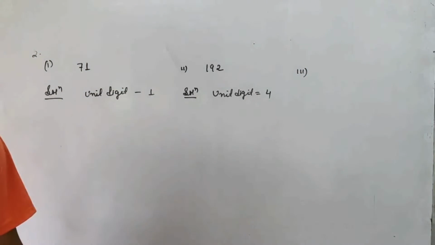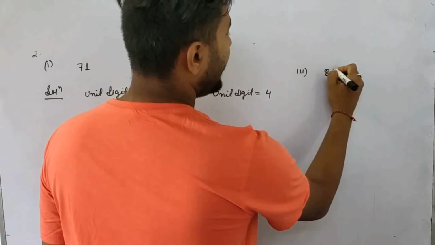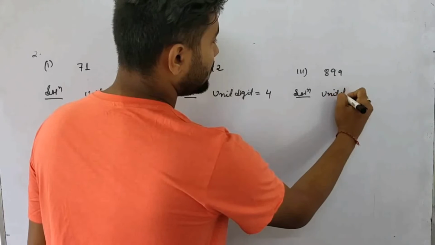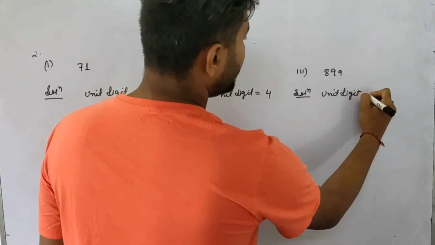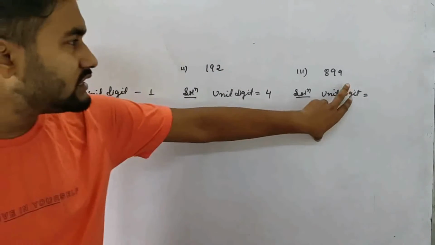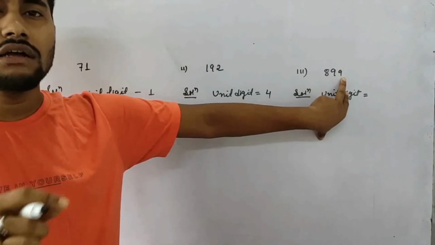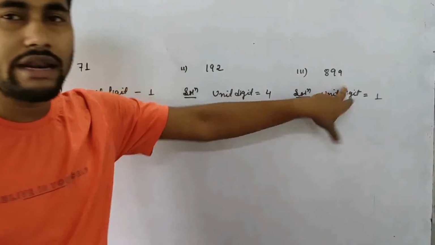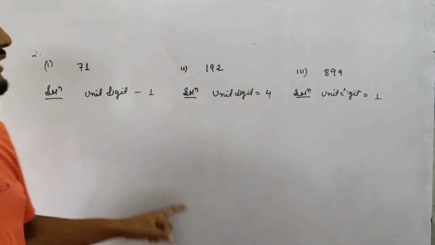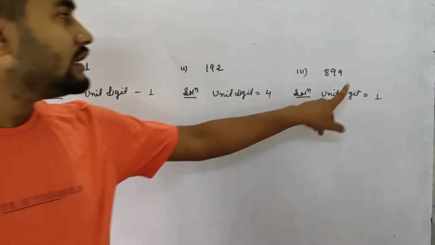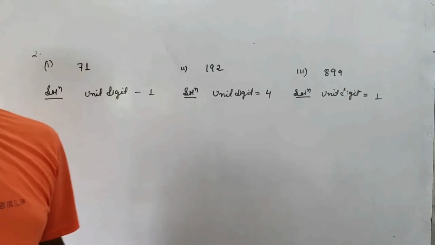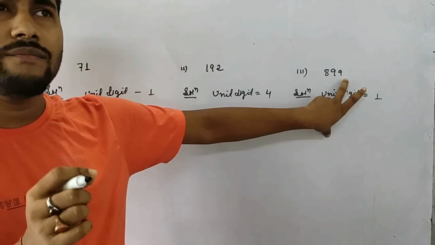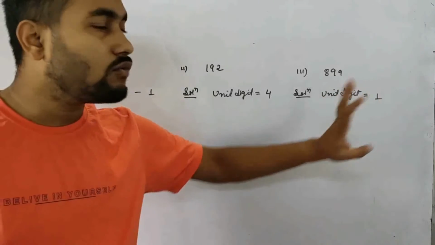Number 3. 899. Solution. Unit digit equal to. What is the unit digit? 9. 9 9 ja 81. What is the unit digit? 1, isn't it? And in the table, just now I have given you the table. If there is 1, then also 1. If there is 9, then also 1. So by the table also you can do. Or you can think like that also. 9 9 is 81, and then in 81, 1 is there. So 1. Understood?